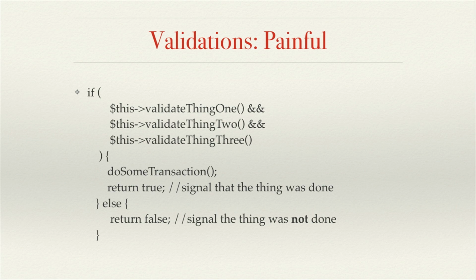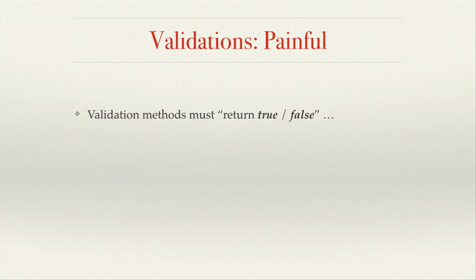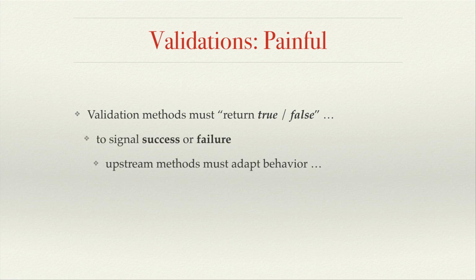And then if any of those things return false, then we might just return false. So whatever is upstream of this code has to handle either true or false, right? On top of you having to write these methods. So in this model, these validating methods might look a little bit like this. If some error happens, then return false, else return true. Now you could reduce the amount of lines here and just return not some error condition, but sometimes that's a little hard to read. But that's one way to do it, right? You would do that for validate thing one, same thing for the next method, same thing for the next method. And that's, by and large, pretty okay. The thing is, each validation method must return true or false to signal the success or the failure. And then the upstream methods must adapt their behavior based on what was returned.